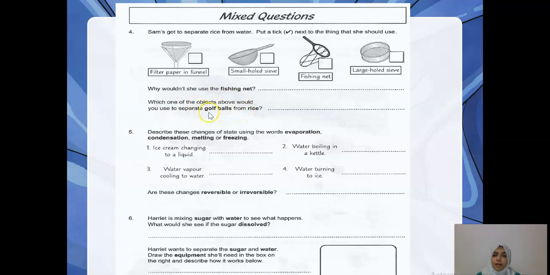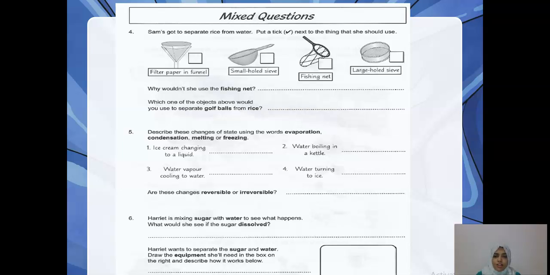Which one of the objects above would you be able to use to separate a golf ball and rice? Okay, so which one will you use? It's very simple here again. Describe these changes of state using the words evaporation, condensation, melting, freezing. So this one is very easy. We have already done this. Then, are these changes reversible or irreversible?